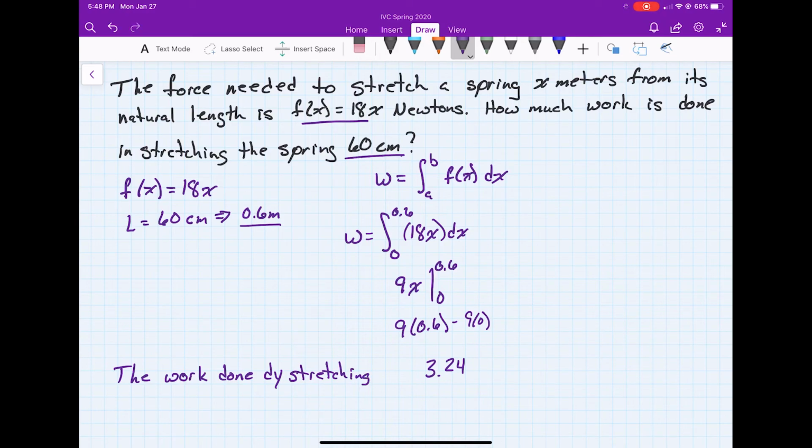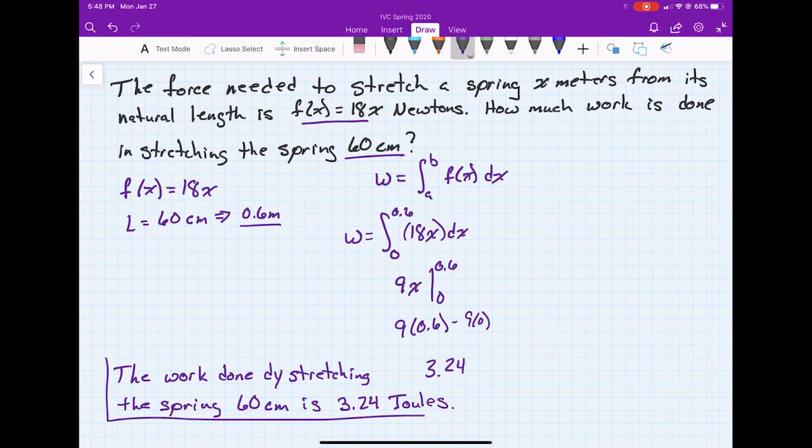Anyway, stretching the spring, and I'm going to go back to the units that were given in the problem. I'm going to just say 60 centimeters, because that's what they asked, is 3.24 joules. And there you go. There's a work problem done. Not too difficult.